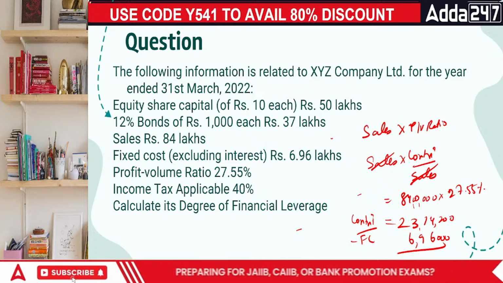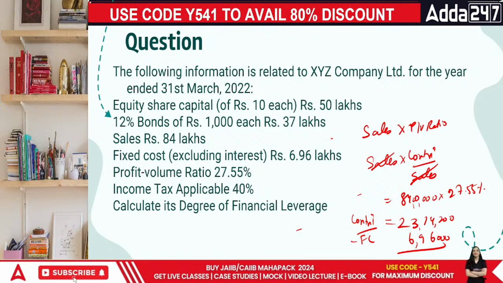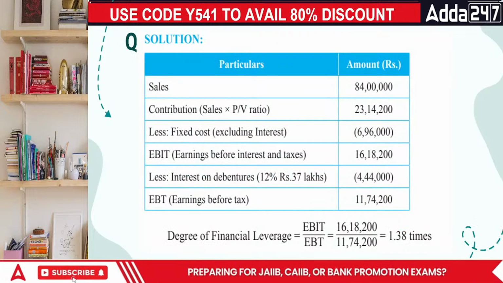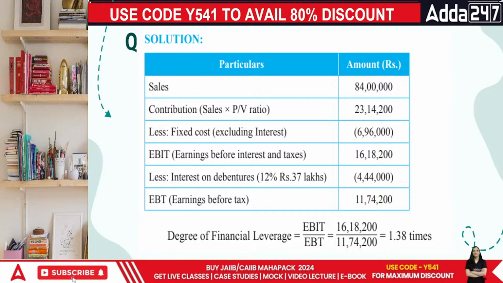From that, remove the fixed cost. After removing the fixed cost, what you get is your earning before interest and tax. Then you remove tax, it is after tax. Everyone, can you see the specific value? Take a moment and solve the question. Take a moment, everyone, and solve it up.